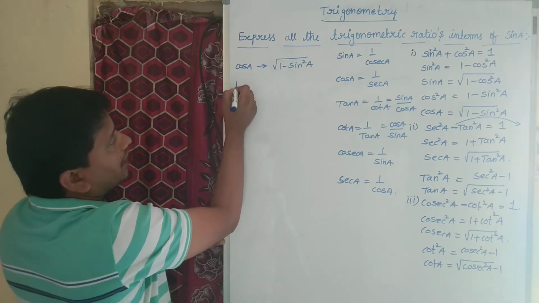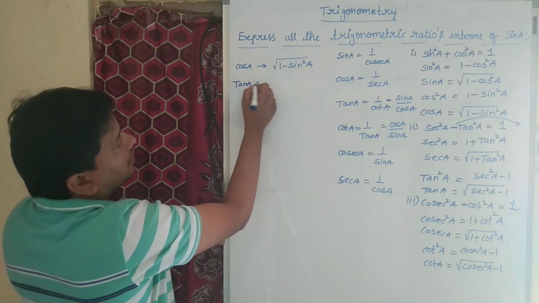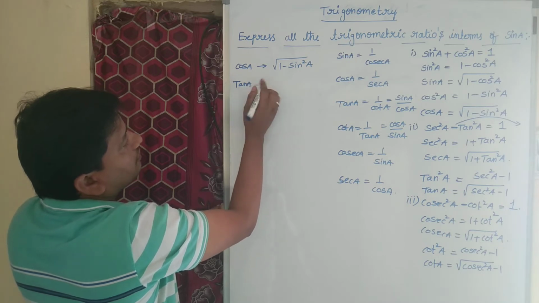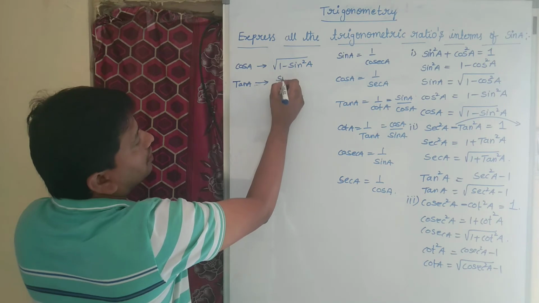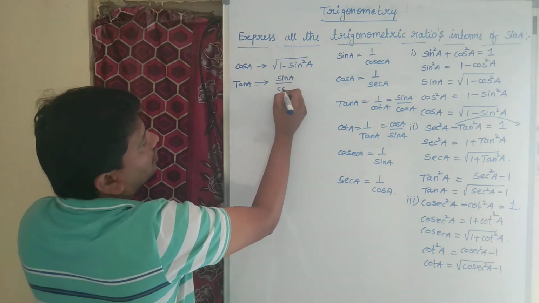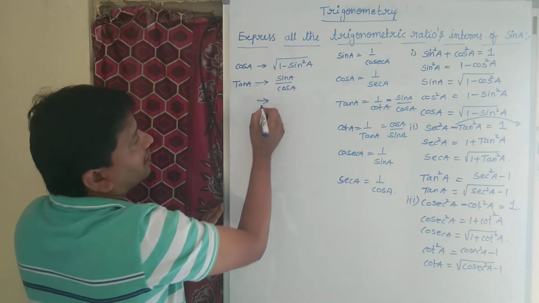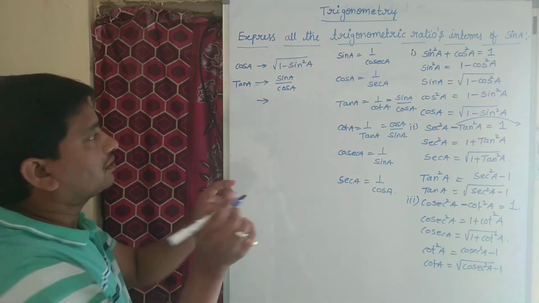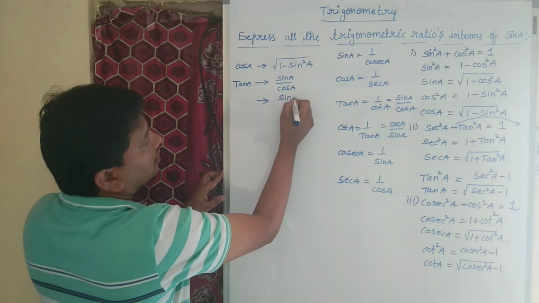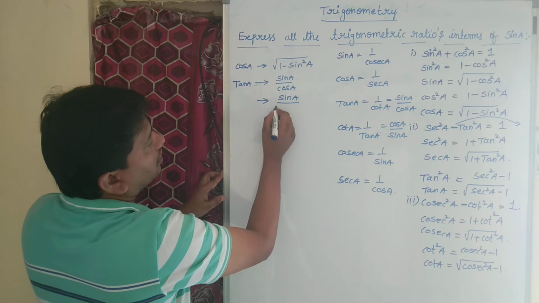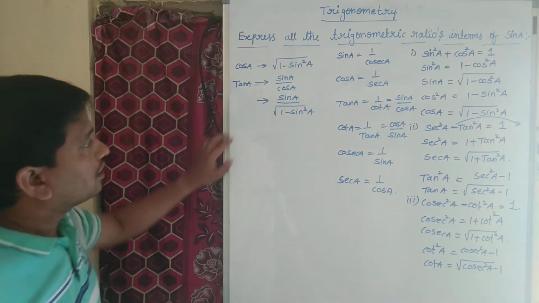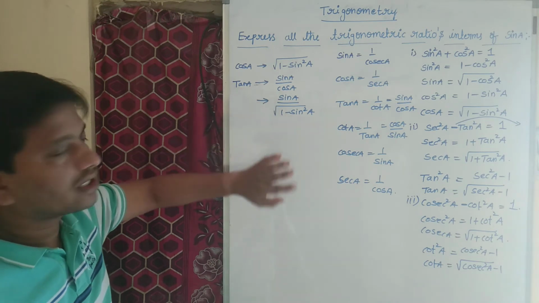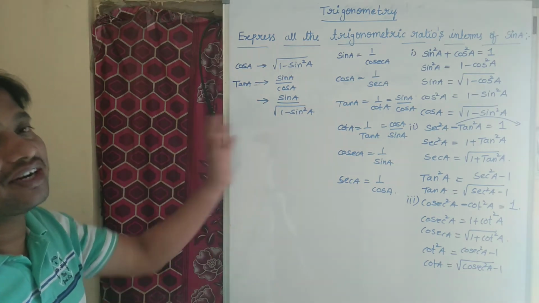The next function, tan. Tan we need to express in terms of sin. We know that tan A is nothing but sin A by cos A. But they are asking only in terms of sin. Numerator sin let it be, whereas in the denominator cos A we can write as root over 1 minus sin square A. See, tan we expressed in terms of sin.